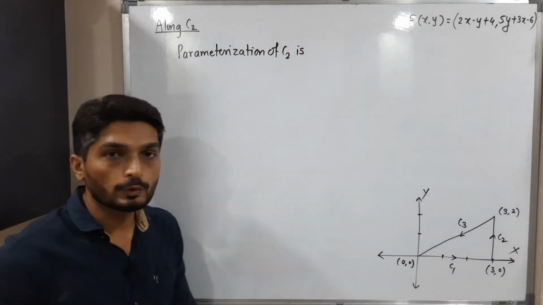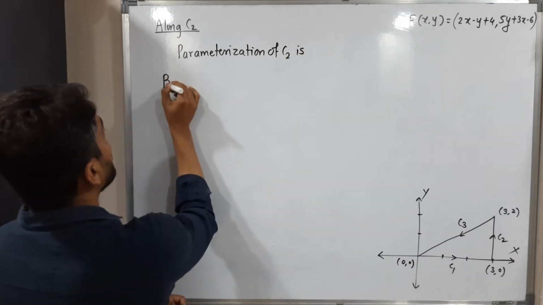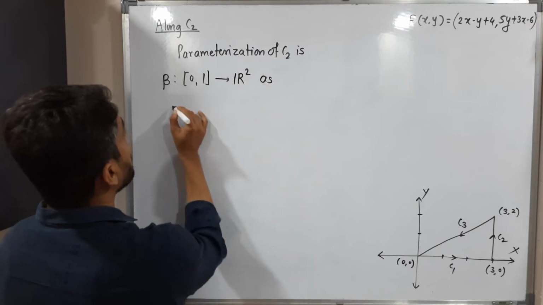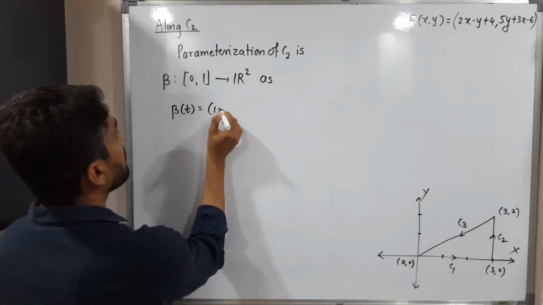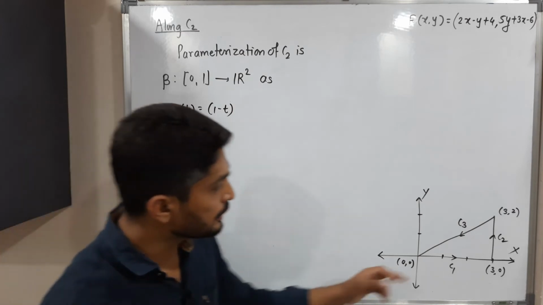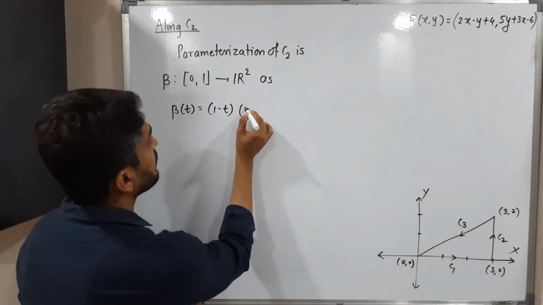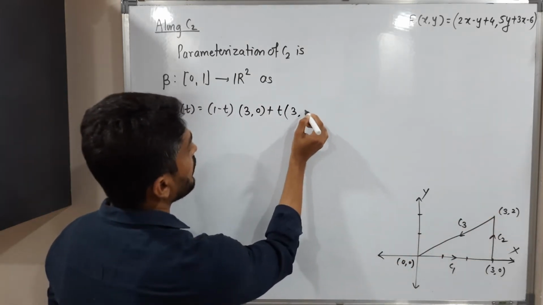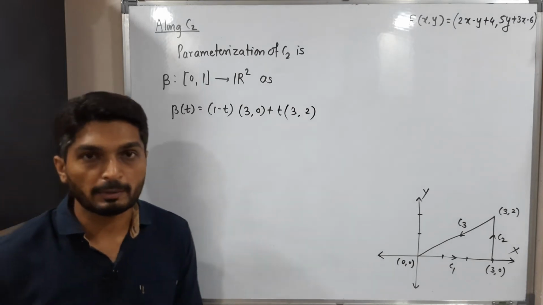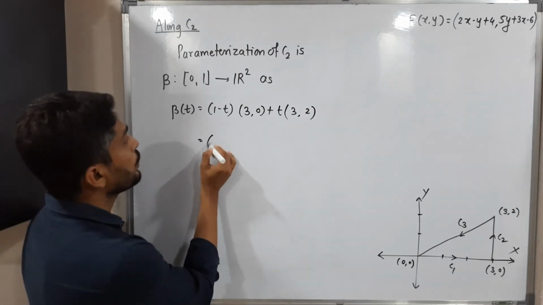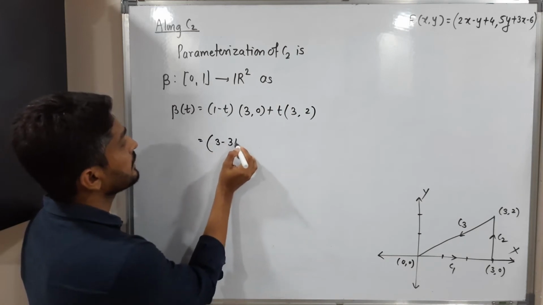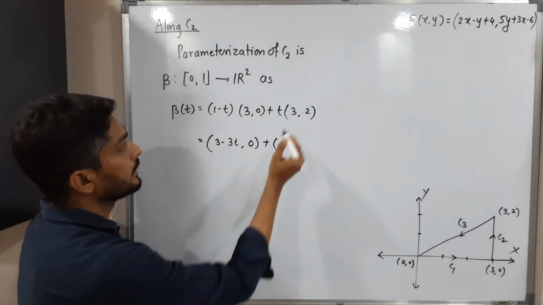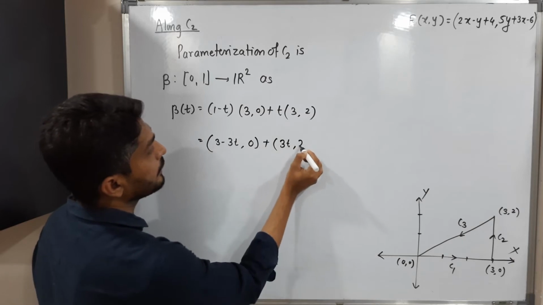okay, I have told you one simple technique, let us call it beta. It is always defined from the closed interval 0, 1 to R2 as beta of t. The technique is (1 minus t) into the starting point. So C2 starts here at (3, 0), plus t into the end point. So the end point is (3, 2). Okay, so yes, in this way we define the parameterization. Let us simplify it. So 1 minus t into 3 is 3 minus 3t, and 0 into 1 minus t is 0, plus here also I will multiply. 3 into t is 3t, 2 into t is 2t.